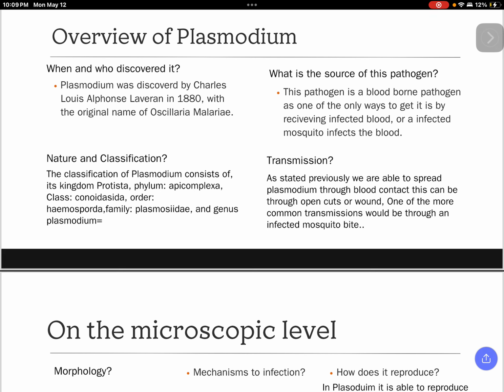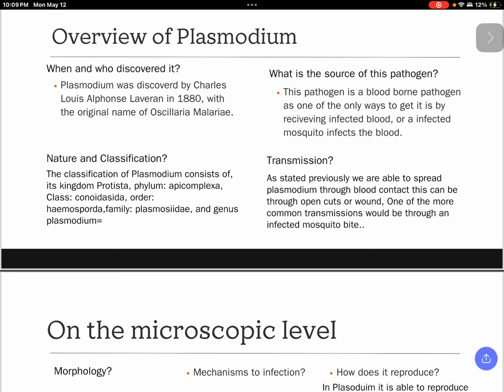When and who discovered it? Plasmodium was discovered by Charles Louis Alphonse Laveran in 1880 with the original name of Oscillaria malariae. What is the source of this pathogen? I call it a bloodborne pathogen, as one of the only ways to receive it is by infected blood or by an infected mosquito bite that infects the blood.